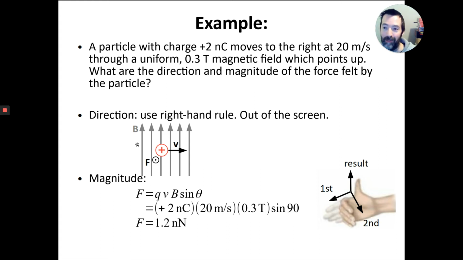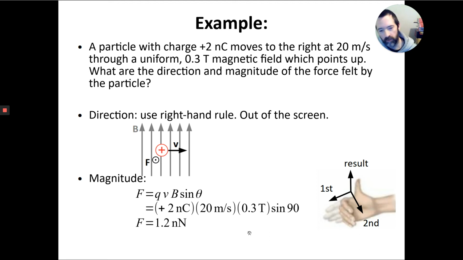So this diagram represents that right-hand rule stuff. Again, for the magnitude, just fill the things in. Q is plus 2 nano, V is 20, B is 0.3. The angle theta, again, although it wasn't explicitly stated, is 90 degrees. And if you plug that in, you'll get 1.2 nano newtons.